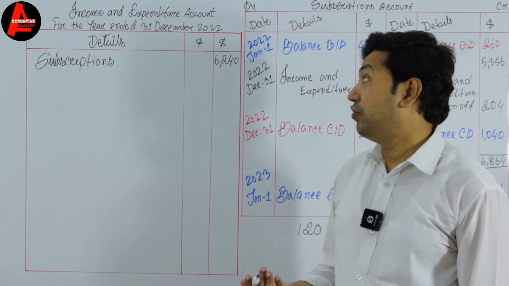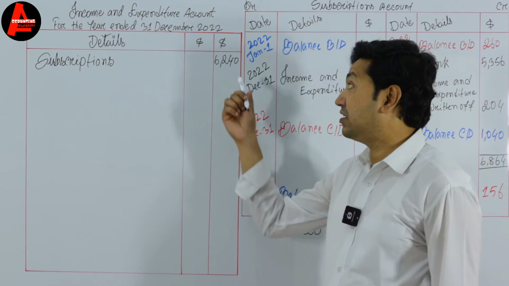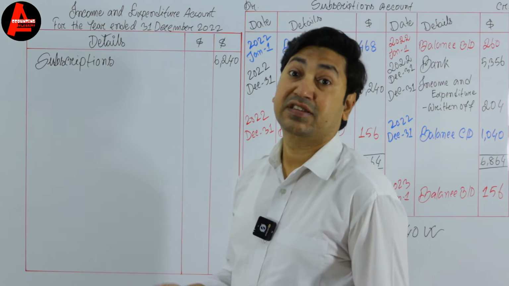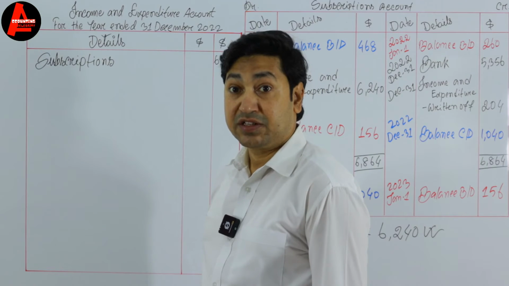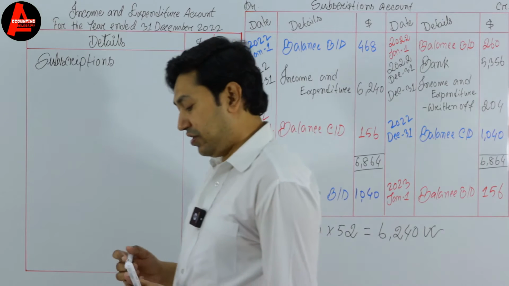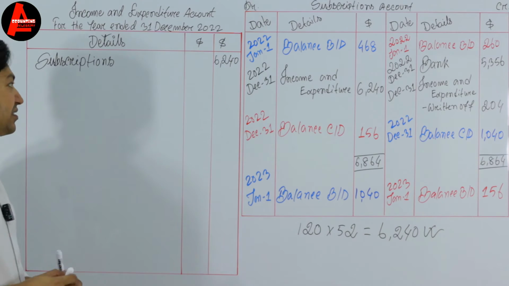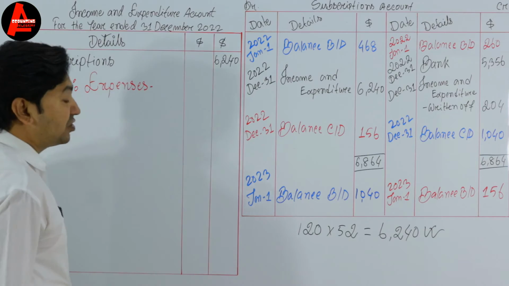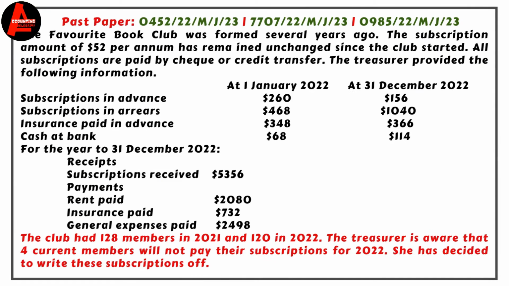So now we will subtract all the expenses from this revenue, to check whether this club has a surplus for the year or a deficit for the year. Let us write here: less expenses. In the question we have many expenses. Here we see payments. Rent paid $2,080 is an expense. We will take it here.